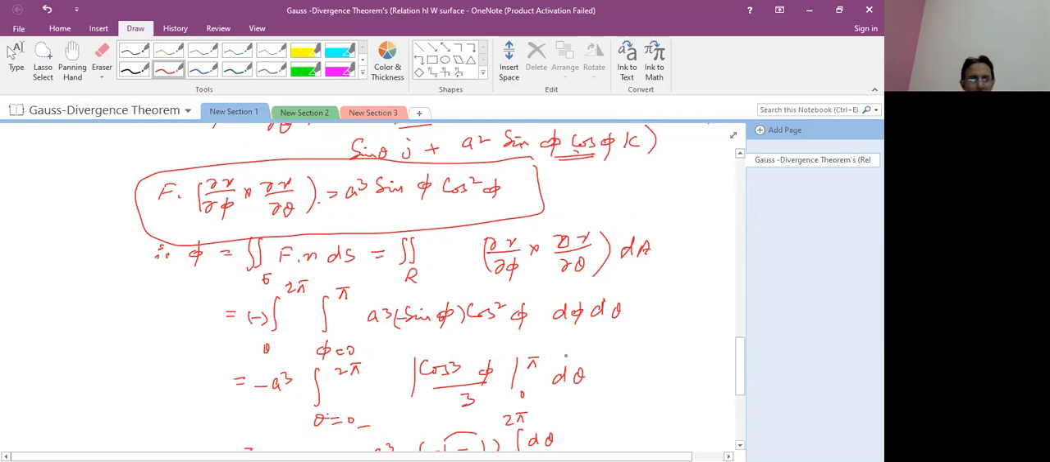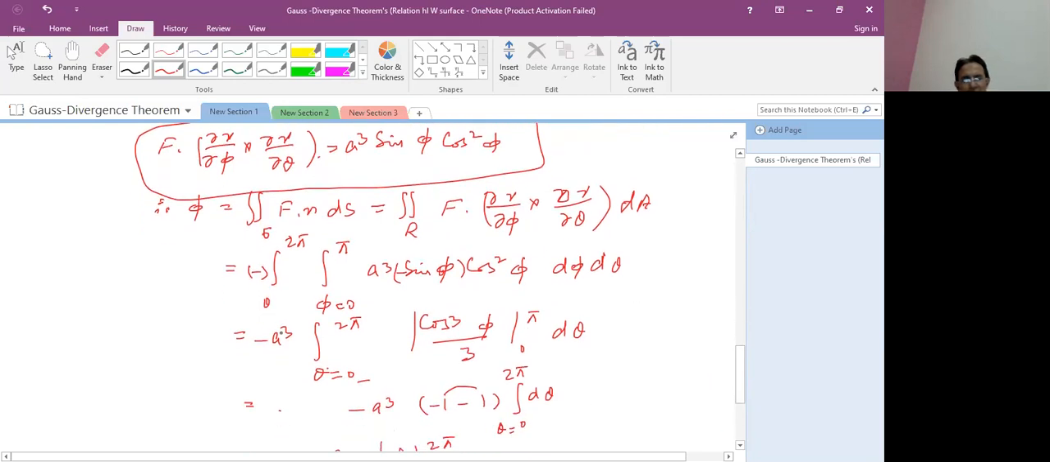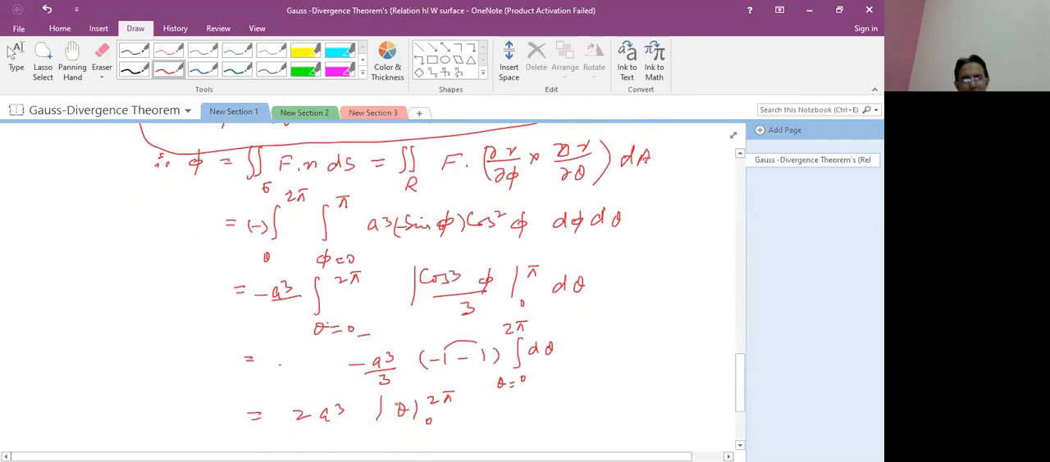So the integral value is 1 upon 3. The next step, so minus 3. So it means it is 2 upon 3.